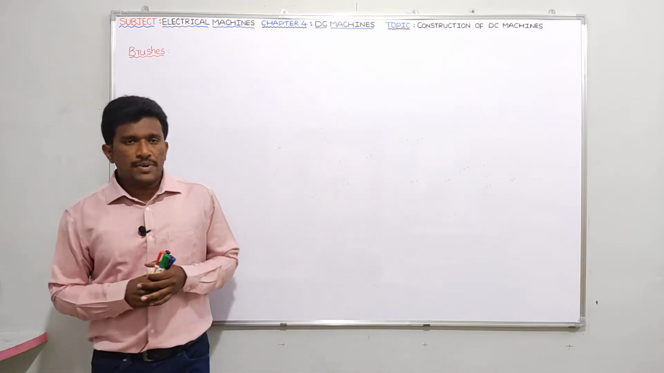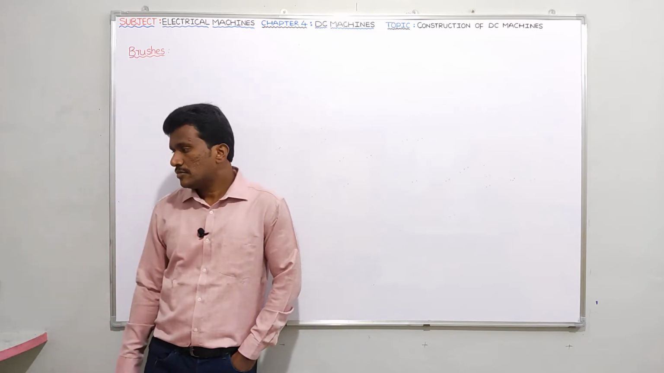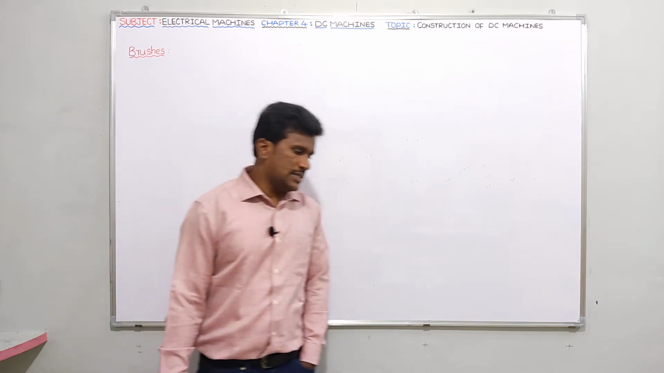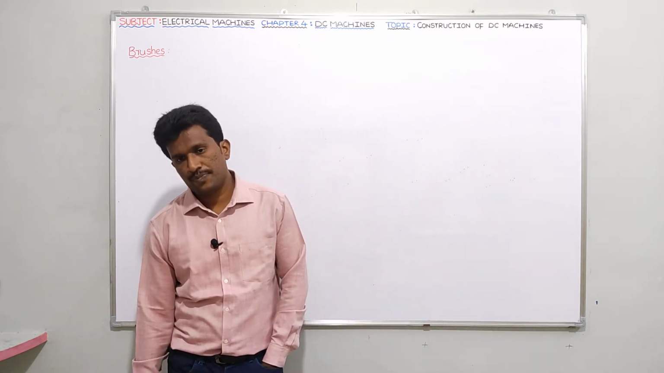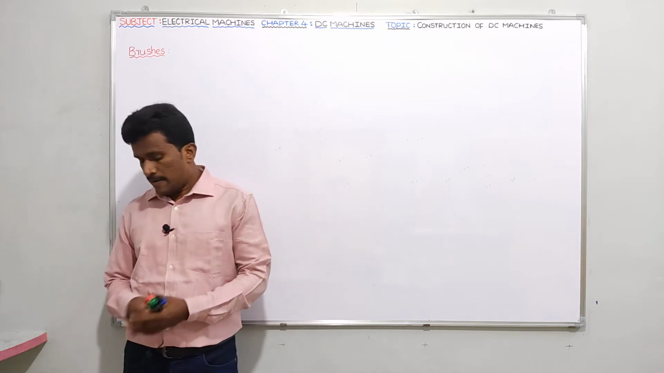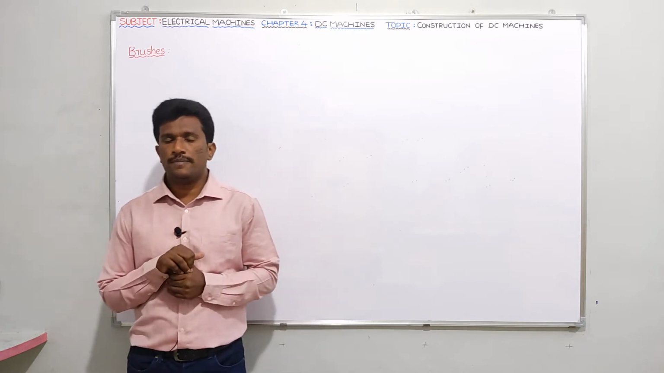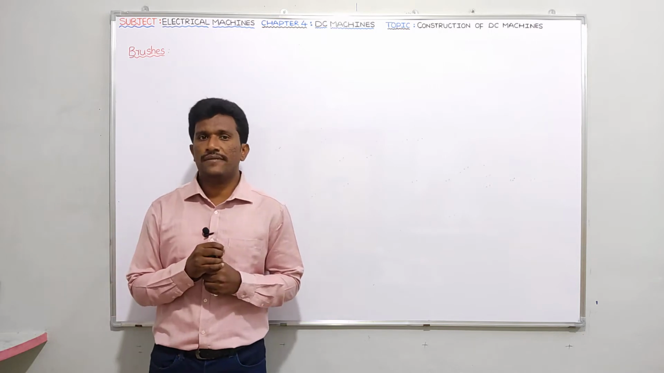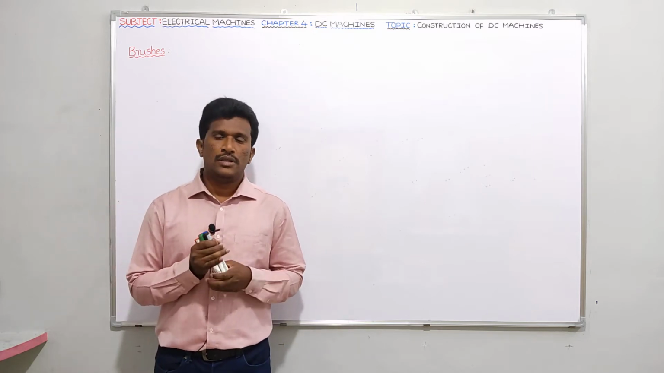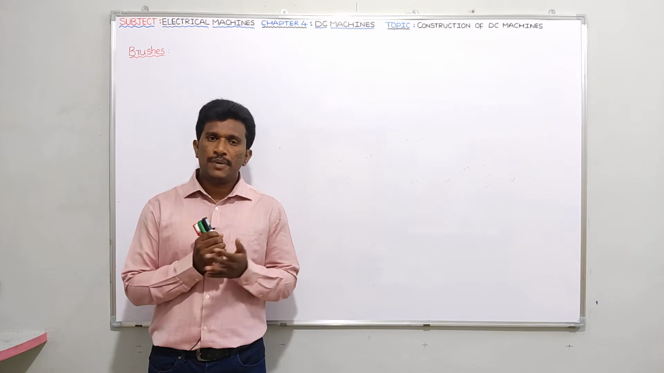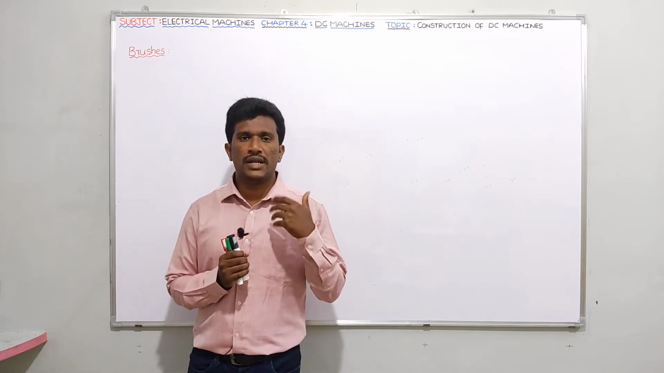Brushes are made up of carbon because of the following reasons. Number one, carbon has a self-lubricating nature, thereby less friction between carbon brushes and commutator segments.